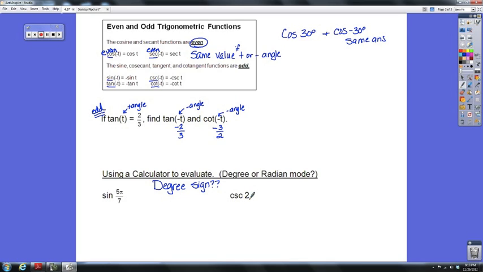How about this one? There's no pi there. Okay, so what? There's no pi. But do you have a degree symbol? There's no degree sign. So you go to radian mode. Okay? There's no degree sign. So we go to radian mode. No degree sign.